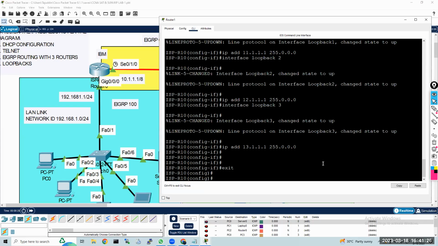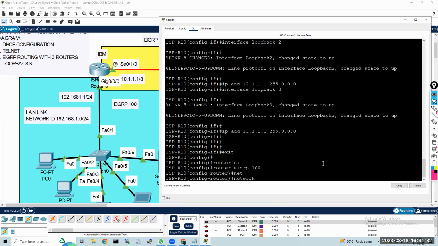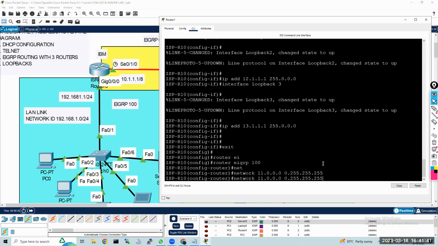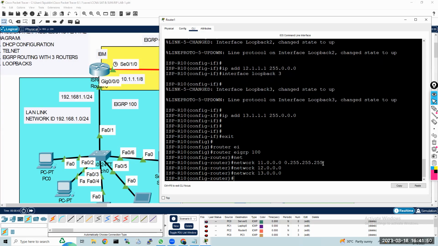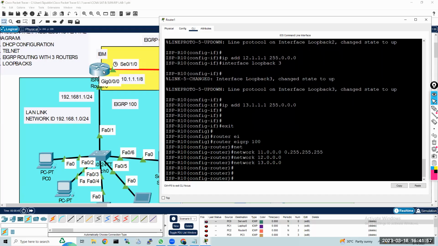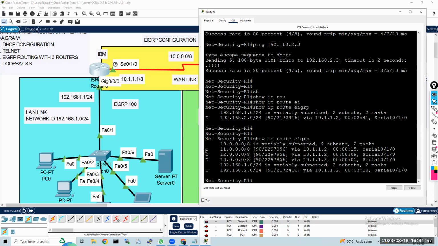Next, let's configure this. Router eigrp 100, same number. We just need to advertise those networks. So what is that? 10.0.0.0, right? The wildcard mask 0.255.255.255 is not required, we can give it directly. Let me remove this. This time I'll give 12 and 13 also. Let's check now. You can see all three networks have been learned.